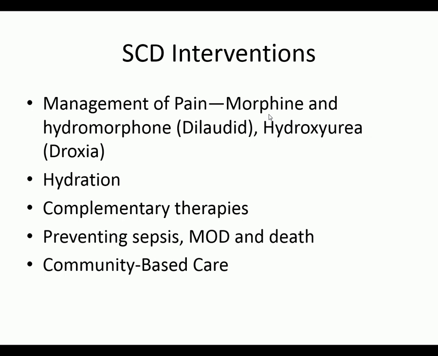The hydroxyurea can be given to reduce the number of sickling and pain episodes, but it stimulates the fetal hemoglobin production. Okay. Remember that hydroxyurea is also associated with an increased incidence of leukemia and bone marrow suppression, so they don't want to give this as often. Okay, we want to stop that crisis before it comes to this point.